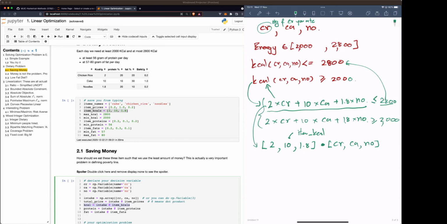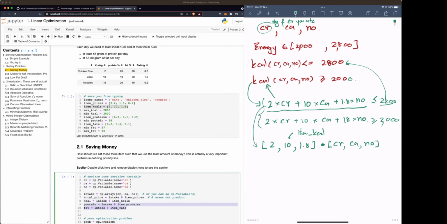Okay, but we are not done yet. We need to figure out how to satisfy the protein and the fat, which I think by now you kind of understand, right? You just take the dot product of these two, and you get the protein and fat. And when you take the dot product, it's linear in terms of this variable. Are we good? And then you can calculate the total price as well.